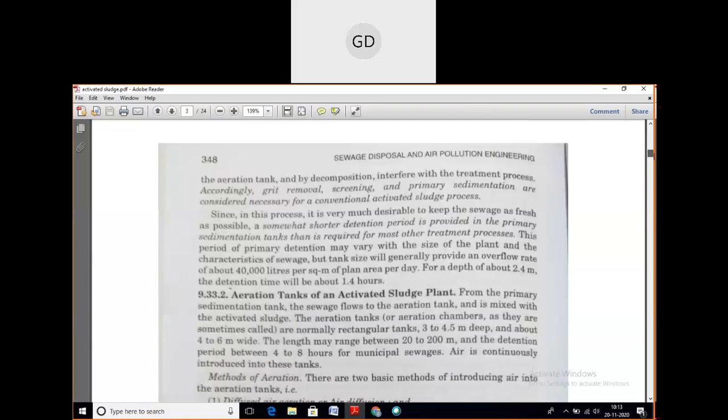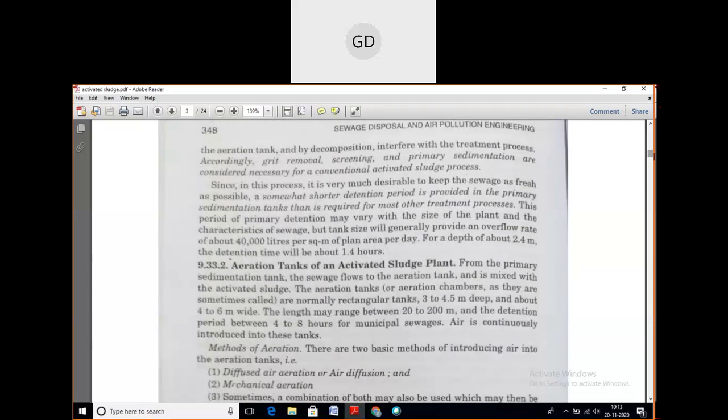So there are different units or portions of an activated sludge plant. In this process, grit removal, screening, and primary sedimentation, those three are considered very necessary for a conventional activated sludge process. And it is very important to keep the sewage as fresh as possible, so a detention period is also provided in the primary sedimentation tank.